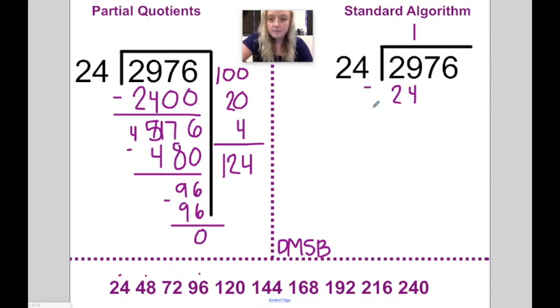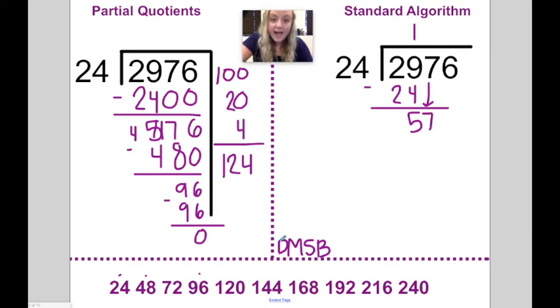Next, I subtract. 29 minus 24 is 5. Because now look at these steps. Divide, multiply, subtract, bring down. 1 times 24 is 24, right? That was my multiply step. Subtract. What's right after subtract? Bring down. We're only going to bring down one digit at a time. So now I have 57. So now I'm at the end of my list.